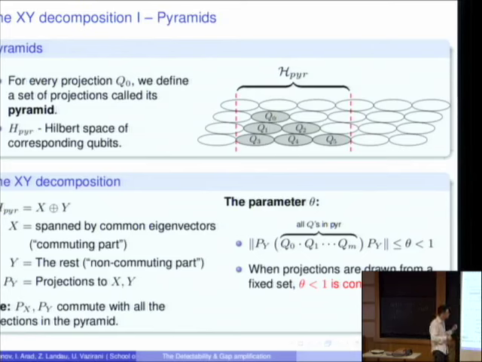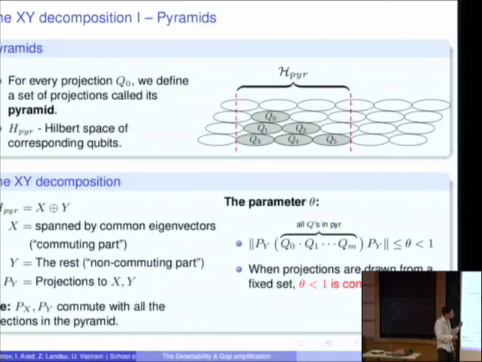and we define it by looking at the norm of the product of all these projections here in the pyramid. And if we now look at the norm of this when it is restricted to the Y subspace, then we know that this norm must be strictly smaller than 1. The reason is that had it been equal to 1, there would have been a common eigenvector of eigenvalue 1 of all these projections, which is unlike the definition.